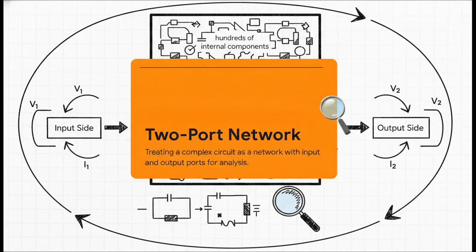Port 1 is your input side, and port 2 is your output side. And just like that, we only care about four things: the input voltage and current, V1 and I1, and the output voltage and current, V2 and I2. If we can nail down the relationship between these four variables, we know exactly what that complex block of circuitry is doing without needing to know a thing about what's actually inside the box.